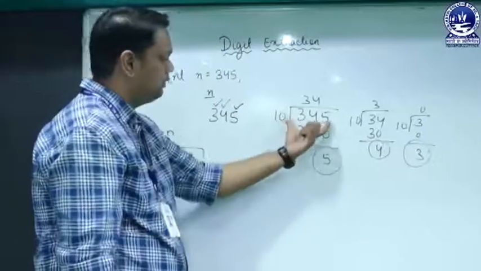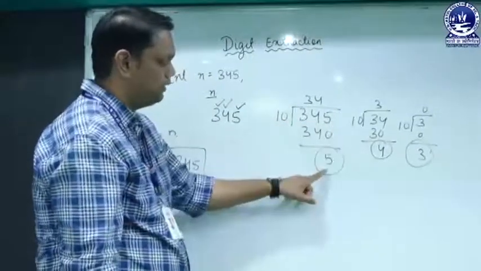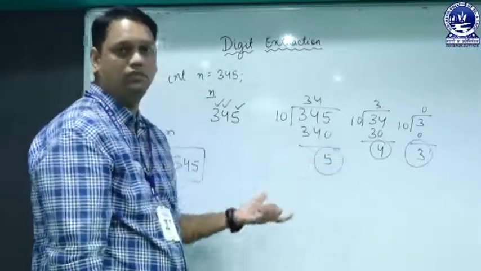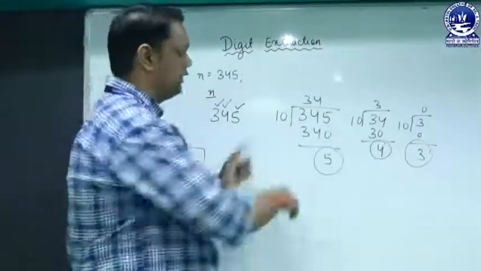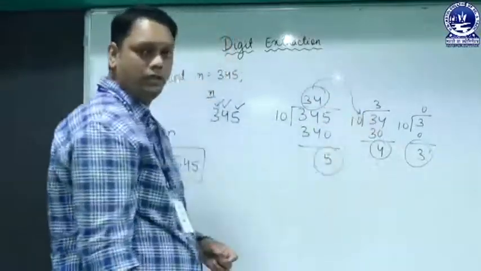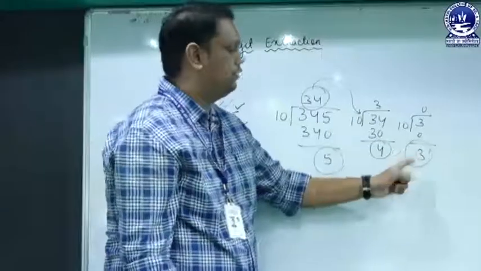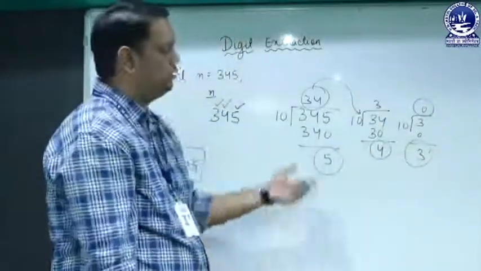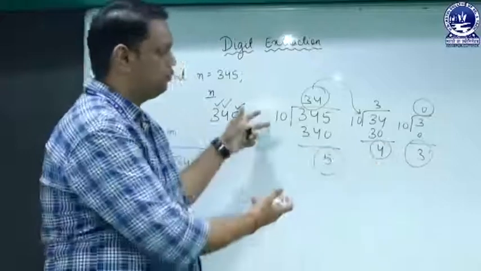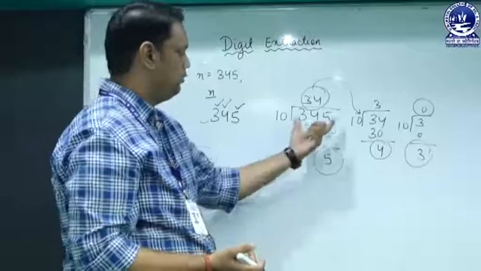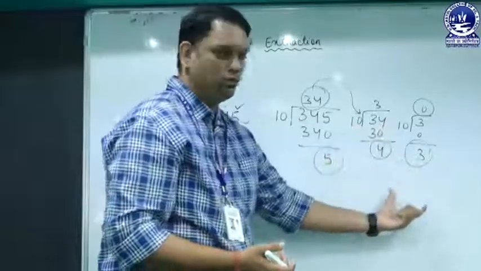That means whenever we divide any number by 10, we get the remainder, and the remainder will always be the last digit of that number. Again we have to take the quotient of that number and divide it again by 10, and this process will continue until the quotient returns 0. When the quotient returns 0, the program will come out of the loop. So let's write it programmatically.